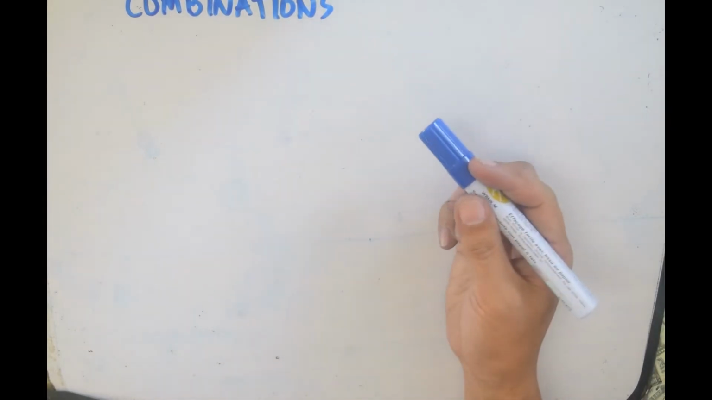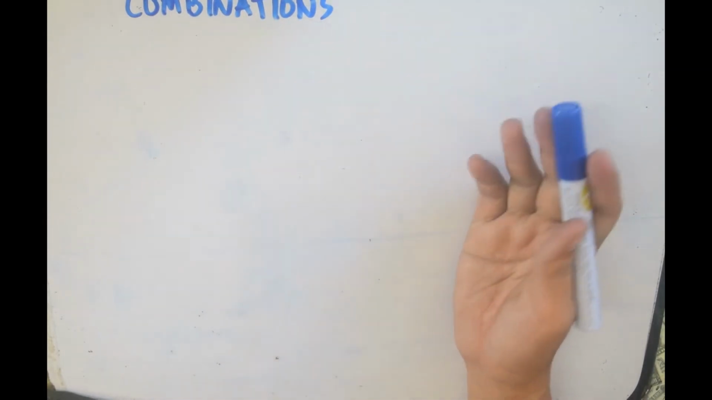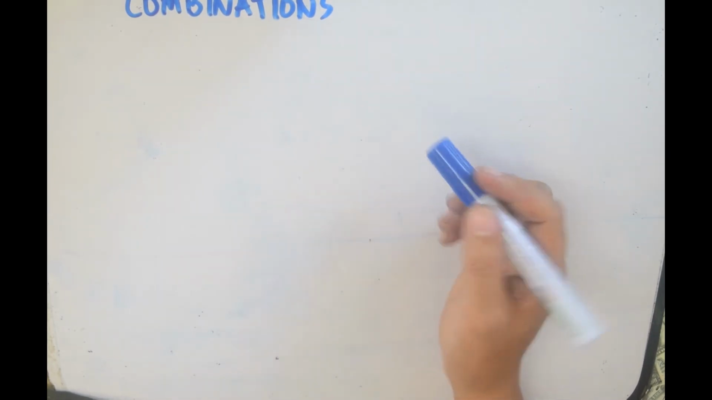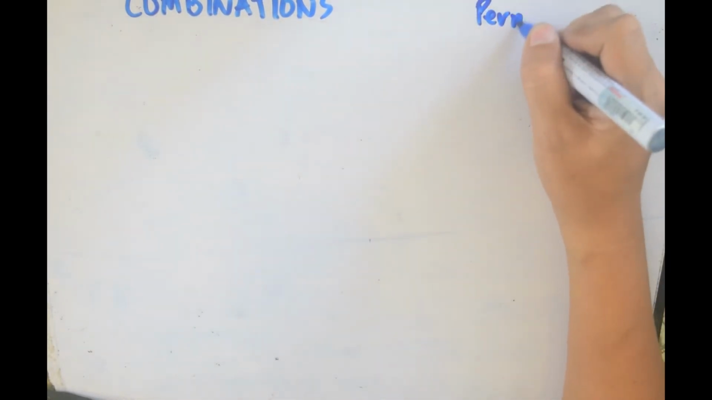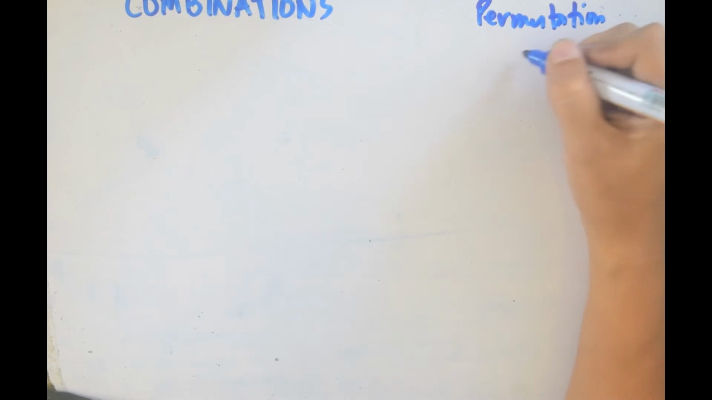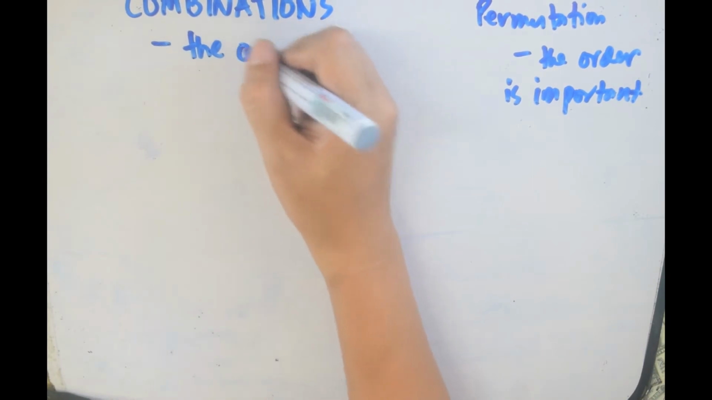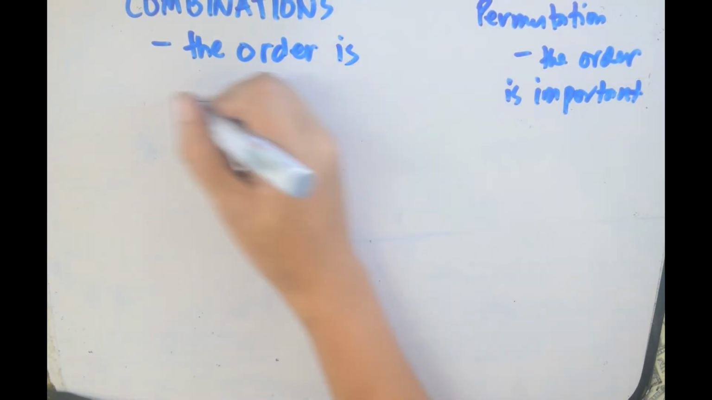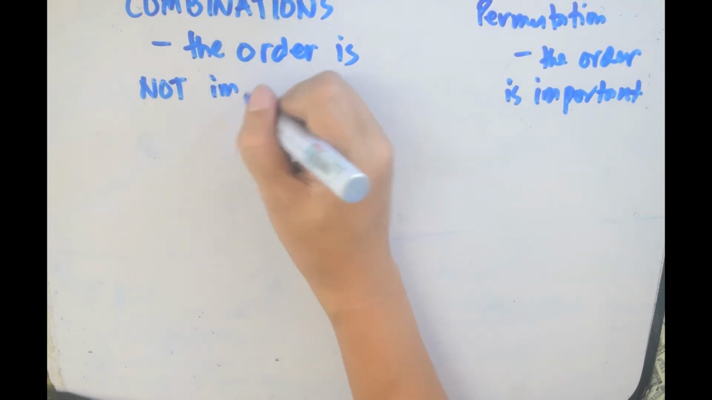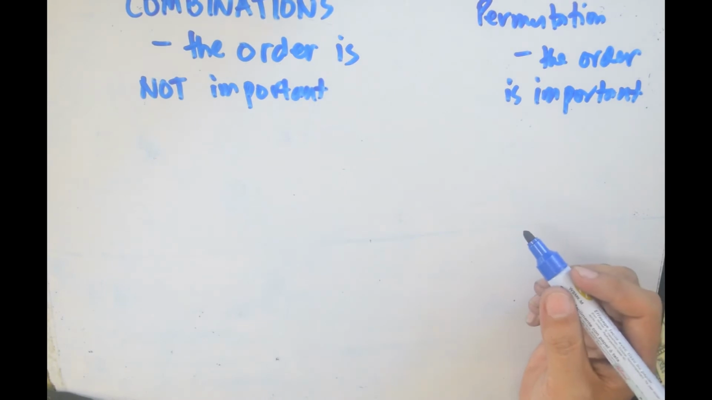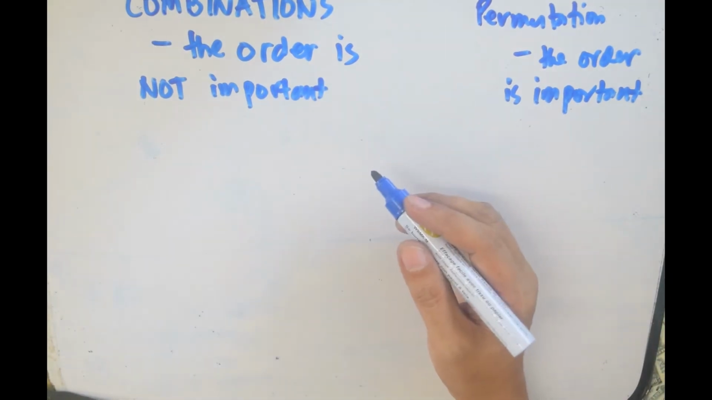In permutation that we have discussed in the other video, the order is important. So in permutation, the order or the arrangement of objects is important. However, in combination, the order is not important, or the arrangement of elements is not important.